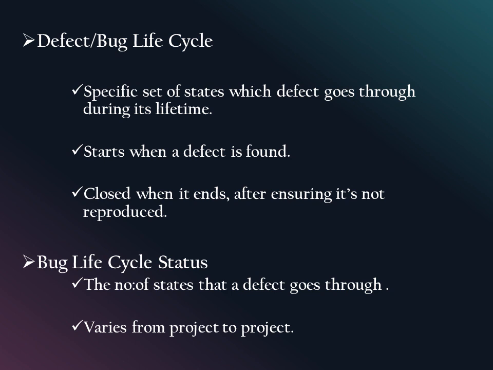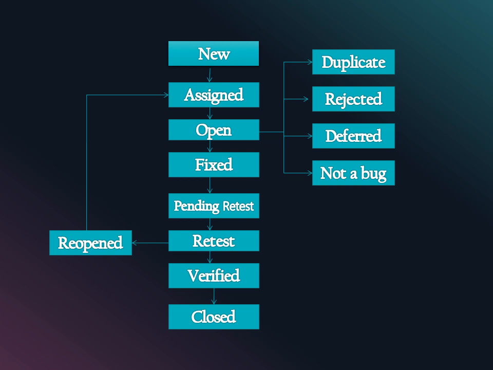Bug life cycle status. The number of stages that a defect goes through is called as the status of bug life cycle. It varies from project to project. Some may adopt a simpler life cycle while others may use a more extensive one. This is the diagram of a bug life cycle. The different states are new, assign, open, fixed, pending retest, retest, reopened, verified, closed. And also duplicate, rejected, deferred, not a bug.